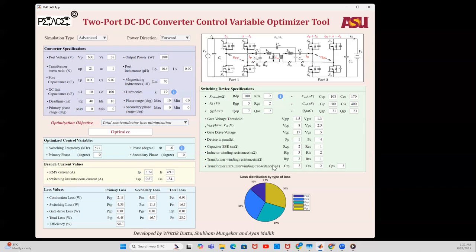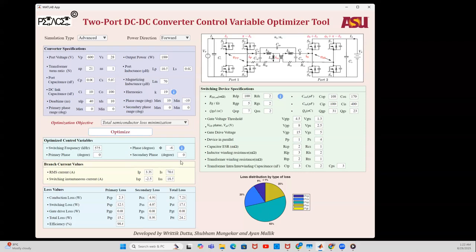Once we do that, we can go to the optimize button and tell the optimizer tool to provide us the control variables with the most optimal values, which correspond to the total semiconductor loss minimization. Here we see that it has given us a switching frequency of 575 kilohertz. The phase shift is at 0 degrees. The phase shift is -6 degrees, and the primary and secondary side intra-bridge phase shift is 0 degrees, because that range was set to 0.